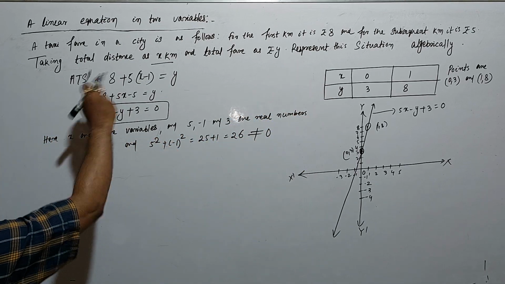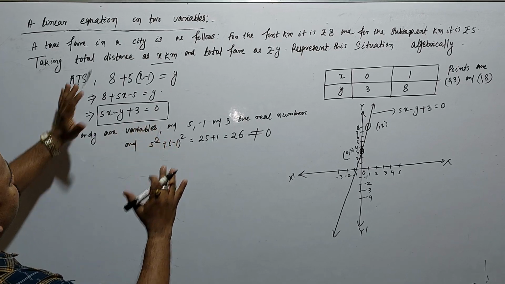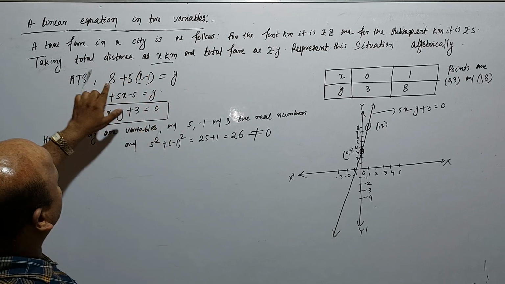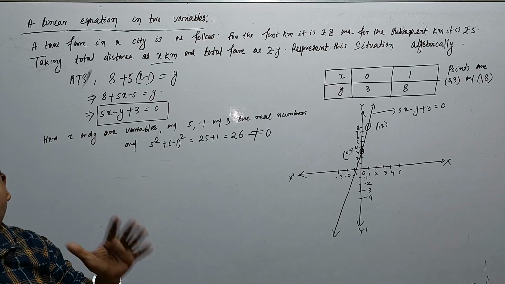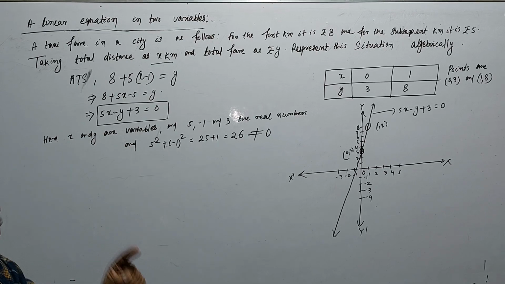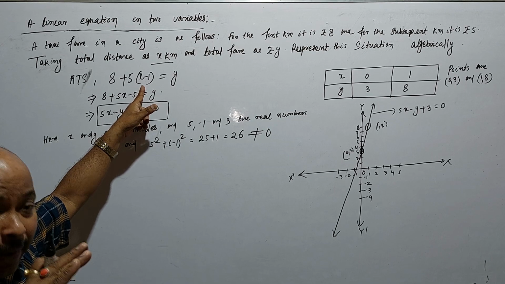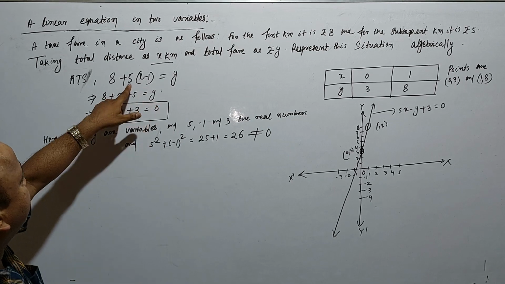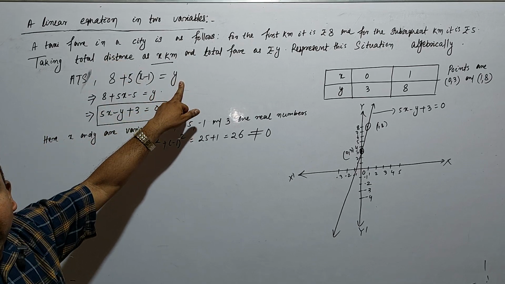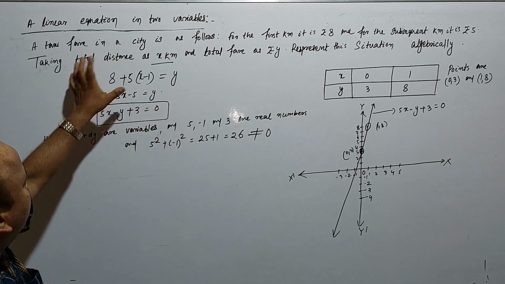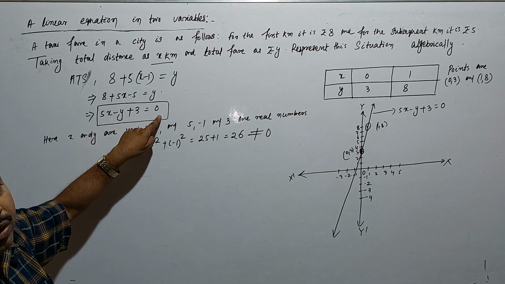I already explained that for the first kilometer, the fixed charge is rupees 8. Then after the first kilometer, how many kilometers remain? x minus 1. And for each subsequent kilometer, that means after 1 kilometer, it is rupees 5 per kilometer. So 5 multiplied by x minus 1, and the total fare is rupees y. After solving it, we get 5x minus y plus 3 equal to 0.